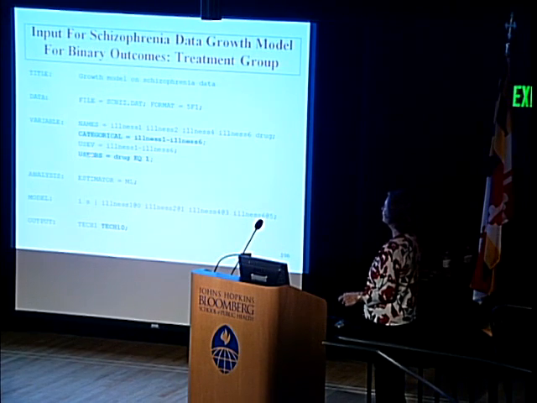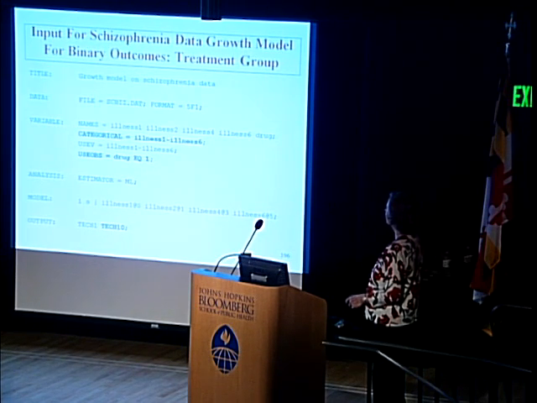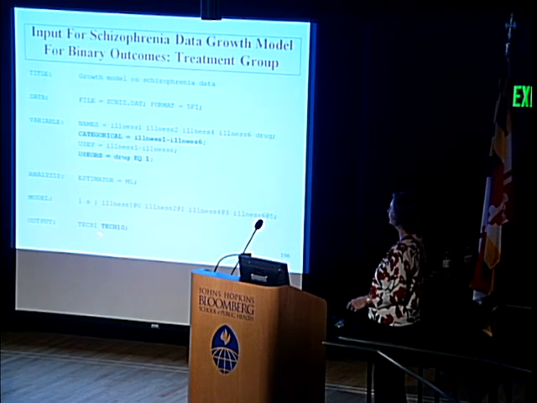Now you can see I'm using the use observations option because we're only going to look at the treatment group now. So we're saying use observations is drug equal to 1. And also I have bolded Tech 10.